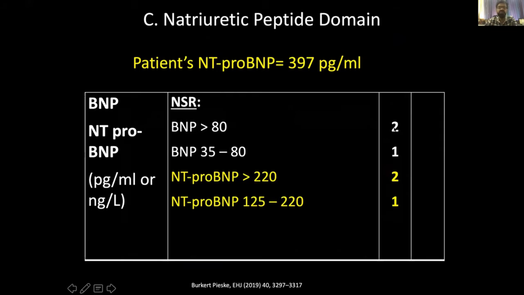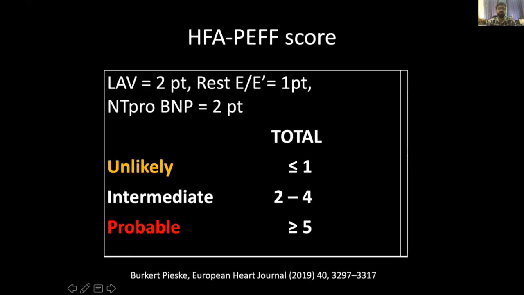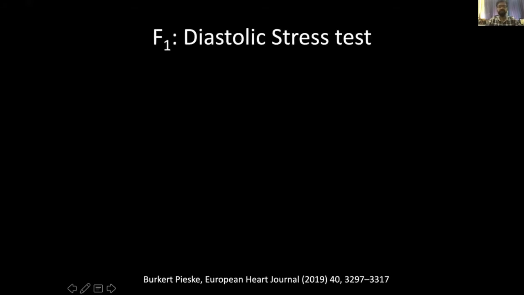So these are the values of the scoring system which has been given. If the BNP is more than 80, you get 2 points. If it is between 35 and 80, you have 1 point. If the NT-proBNP was 220, it scores 2. So this gets 2 points. Now, in this HFA-PEFF scoring system, HFpEF is unlikely if the score is less than or equal to 1, and probable if it's more than 5. Our patient had 2 plus 1 plus 2, so almost 5. So a very high probability of having an issue.